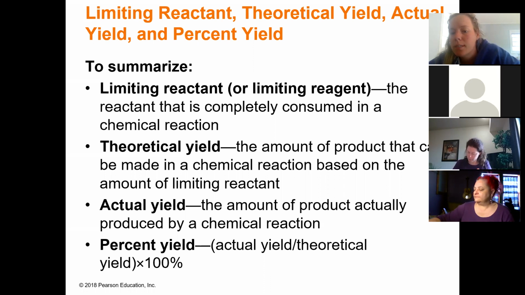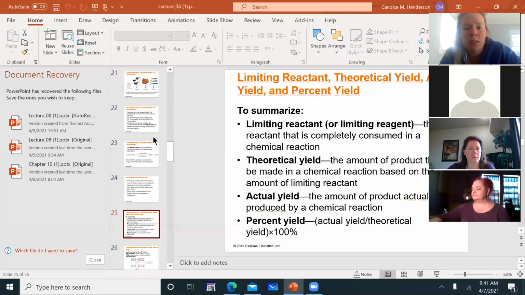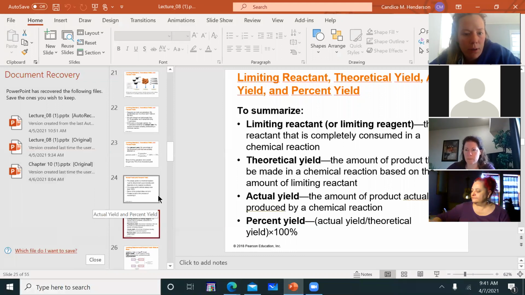The actual yield is the amount that you actually produced. Again, actual yield is going to be given to you guys, or you would have to find it experimentally. And then the percent yield is A over T times 100. So we are going to calculate some of these things: limiting reactant, theoretical and actual.